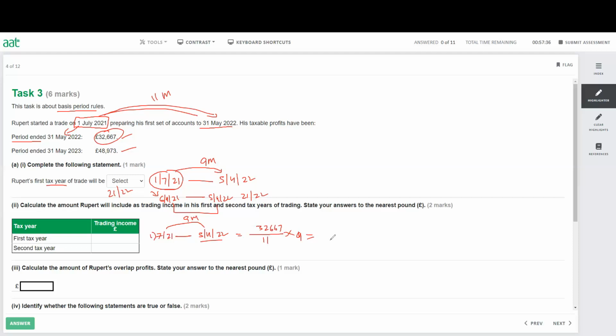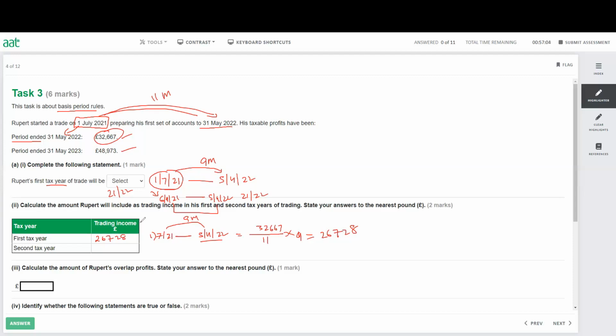So that will give me 32,667 divided by 11, times 9, which is 26,727.5. So we'll make it 28. So you say 26,728. The next one, we have the second tax year.